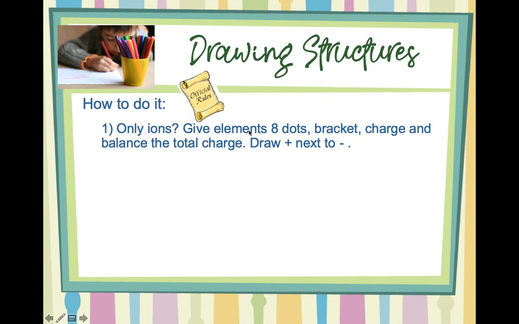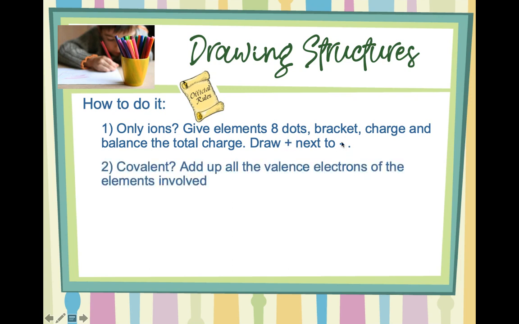You automatically give the elements the 8 dots that they have. You put a bracket around them, and then you put the positive or negative charge that happened to get the 8 dots. Remember we talked about fluorine starts with 7, so you need a bracket and a -1 to give it the 8 dots, right? And then when you're drawing, you put any positive brackets next to negative brackets to show that they're losing and gaining to each other.